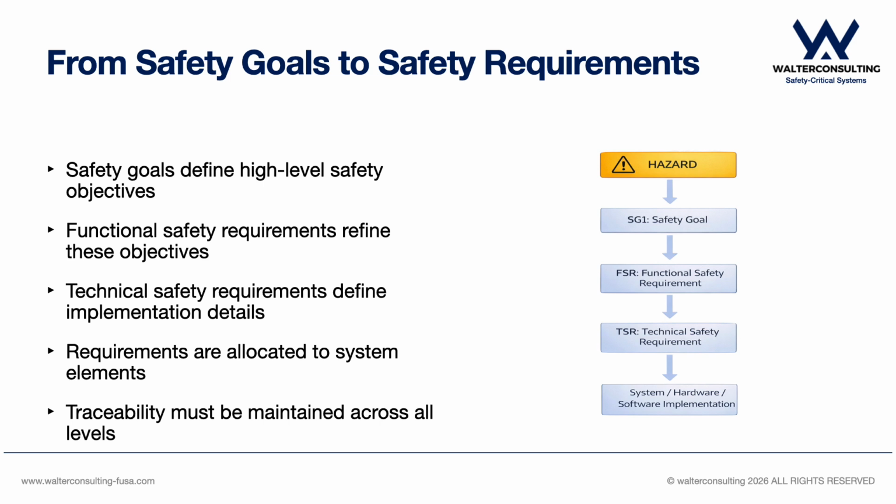Therefore, engineers derive functional safety requirements. These requirements describe the functions needed to achieve the safety goals. From there, technical safety requirements are developed. These technical requirements define how safety measures will be implemented within the system. An important aspect here is traceability. Every safety requirement should be traceable back to the hazard it is intended to mitigate.